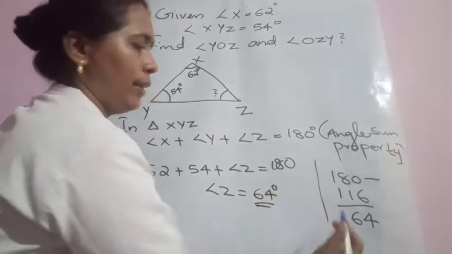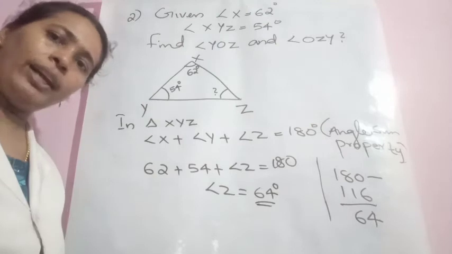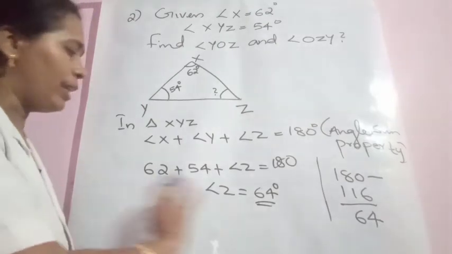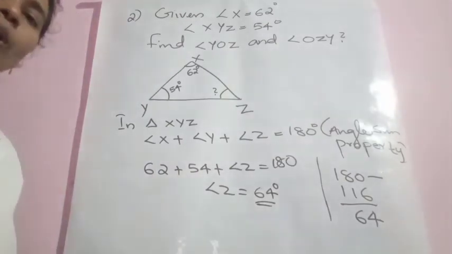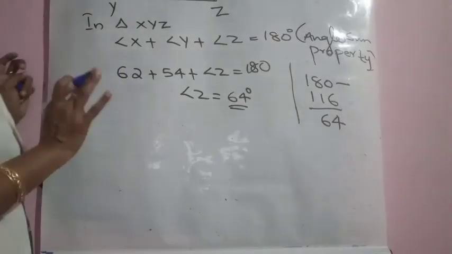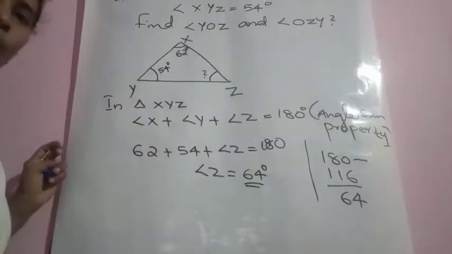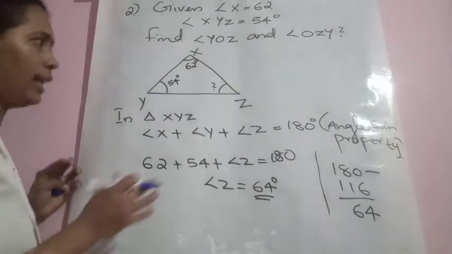Up to this, is it clear? X given, Y given, using angle sum property, we can find it easily. Z equal to 64 degree. I think it's clear to you up to Z. Now, look at the figure again. The teacher is drawing a little bit of construction like this.